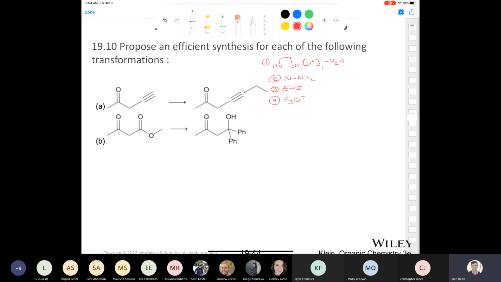Let's give the next one a shot. What we're doing here is we're adding two phenyl groups to this carbon on that ester. You might remember that the way to do that is to treat the ester with excess Grignard, followed by treatment with acid or water. Now, the problem with that is if we were to treat this molecule with excess Grignard, Grignards react with ketones and esters and aldehydes. So we're going to have to protect that ketone first.